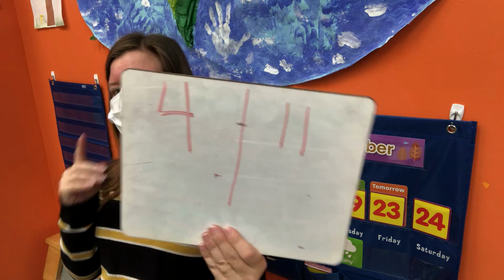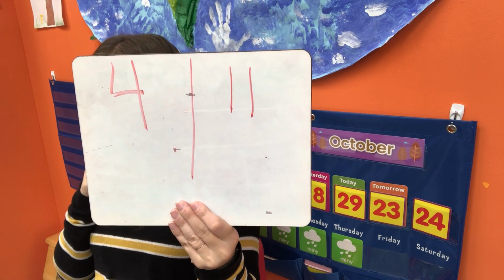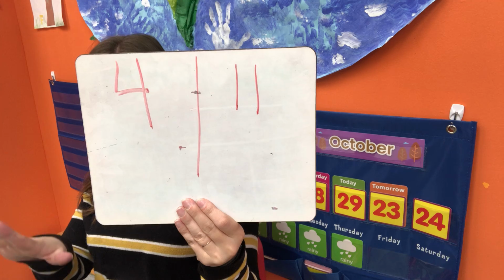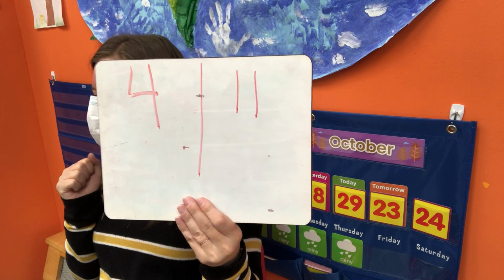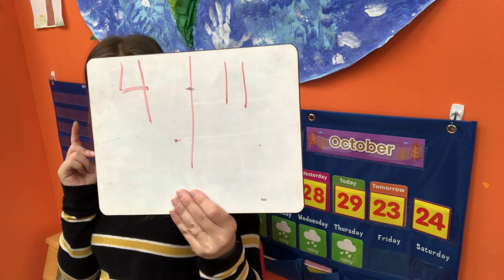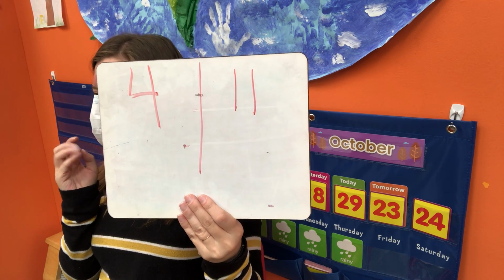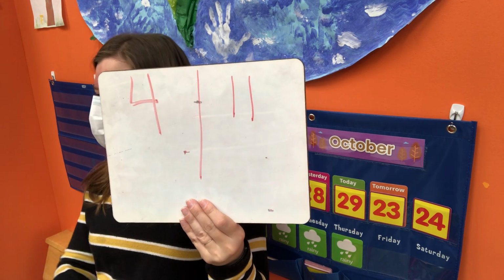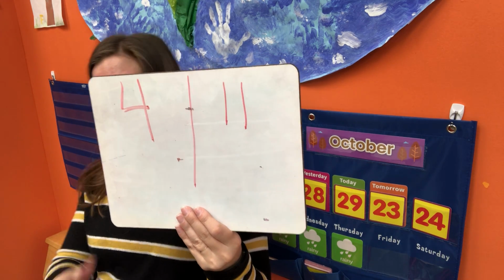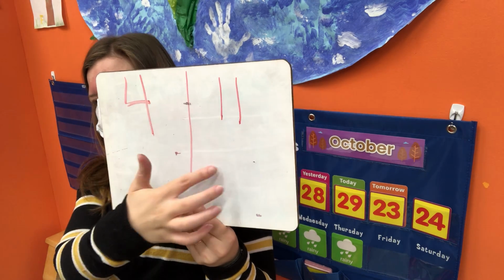Let's listen to my class. So what number do I have? Oh, I have 11 and 4. Good. But first you have to tell me which number is smaller. 4. 4 is smaller. Which number is bigger? 11. 4 is smaller and 11 is bigger. Good.